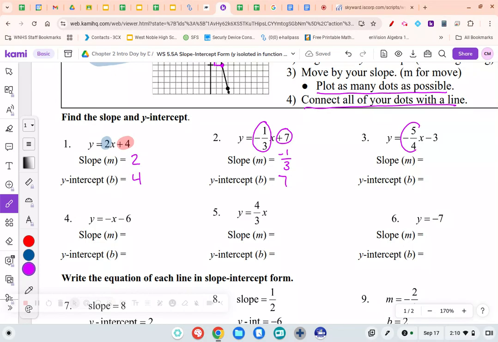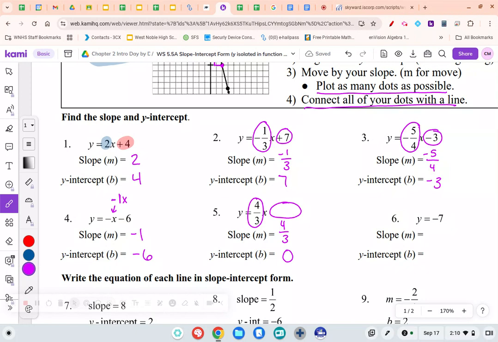These ones are pretty simple. Your slope is -5/4. Your y-intercept is -3. For 4, your slope is -1. Reminder guys, when there is not a number in front of a variable, it's just the number 1. In this case, -1. And then our y-intercept is -6. These last two get a little tricky. Our slope is in front of x here, it's 4/3, but there is no y-intercept. If there is not something added or subtracted after this, the y-intercept is 0.